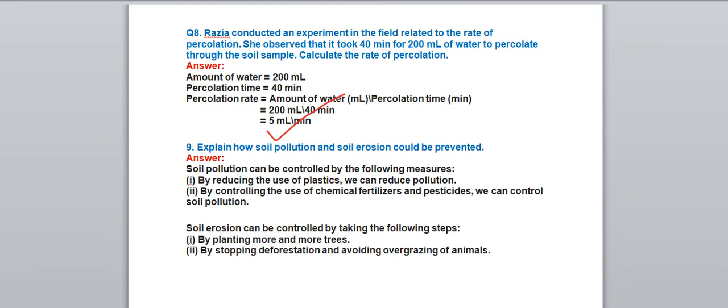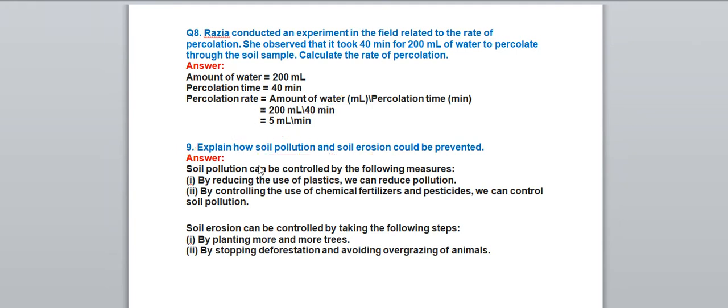Next, question number 9. This question is also important. Explain how soil pollution and soil erosion could be prevented. How can we prevent soil pollution and soil erosion? These are nowadays one of the most important problems which our environment is facing. So how can we prevent them? We will write 2 points for soil pollution and 2 points for soil erosion.